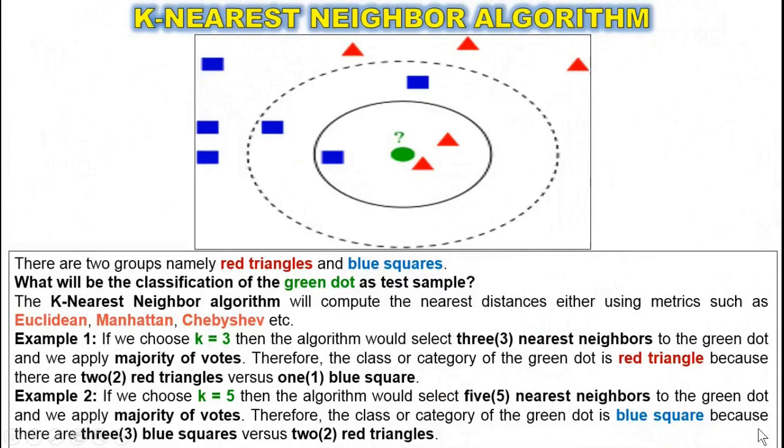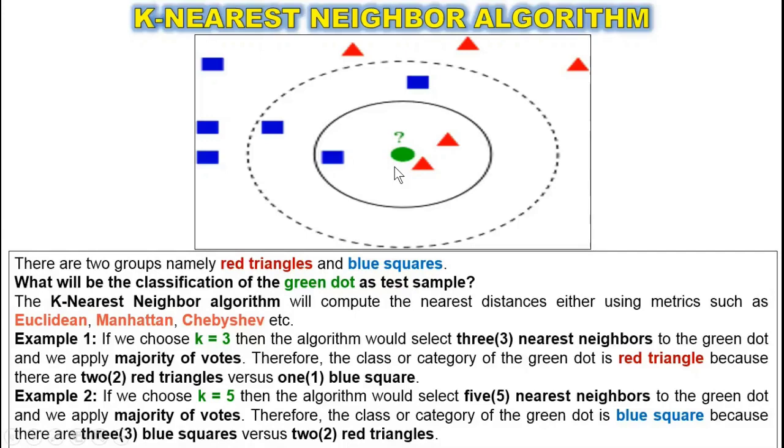Let us understand the algorithm behind the K-Nearest Neighbor just by looking at this figure. There are two groups, namely the red triangles and the blue squares. What will be the classification of this green dot as a test example? Does this green dot belong to a red triangle or a blue square?